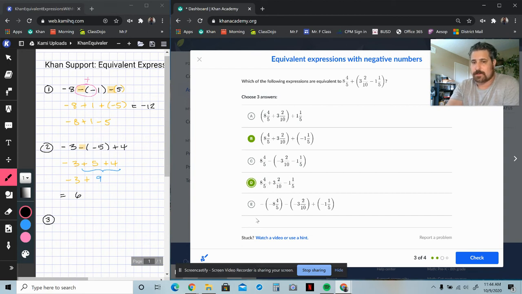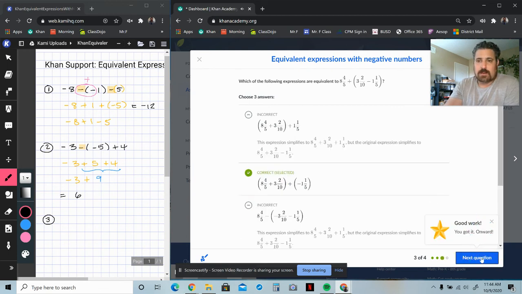So this is perfect. And it says choose 3 answers, so I'm assuming this one might be right. Let's find out. What's a negative times a negative? Positive. Yeah. What's a negative times a negative? Positive, yeah. And then plus a negative. So this is perfect. So the signs and everything is appropriate. Remember, you want to have a positive this, and a negative that. And we're good.